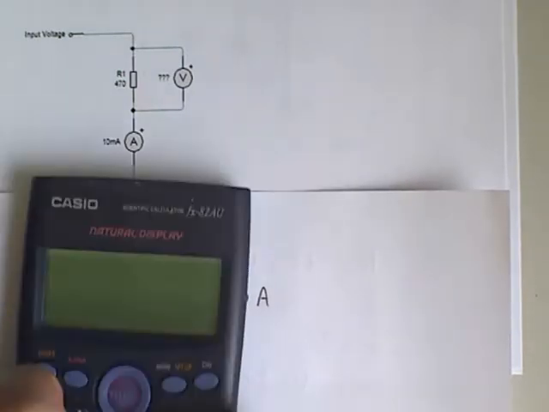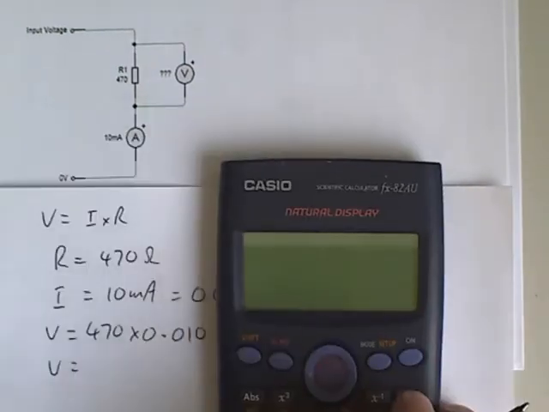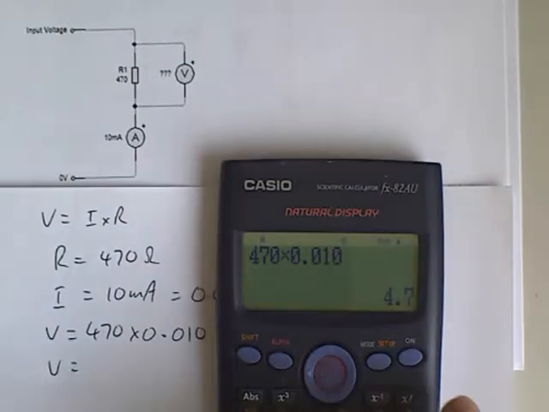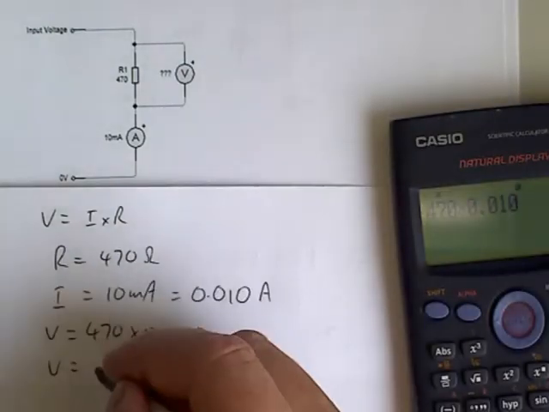So V is equal to, calculator, 470 times 0.010, 4.7 volts.